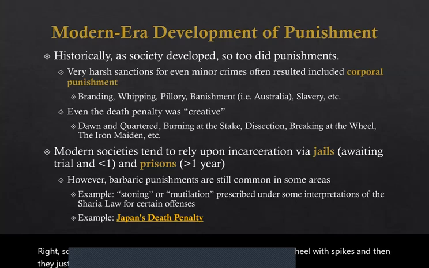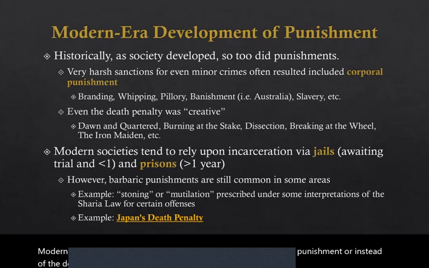The Iron Maiden looked like a sarcophagus. The door had these giant metal spikes that stuck out. All the executioner had to do was put the prisoner in the sarcophagus and close the door. That would kill the prisoner because all the spikes would go into him. So we got creative. Now, modern societies tend to rely upon incarceration instead of corporal punishment or the death penalty, via jails.